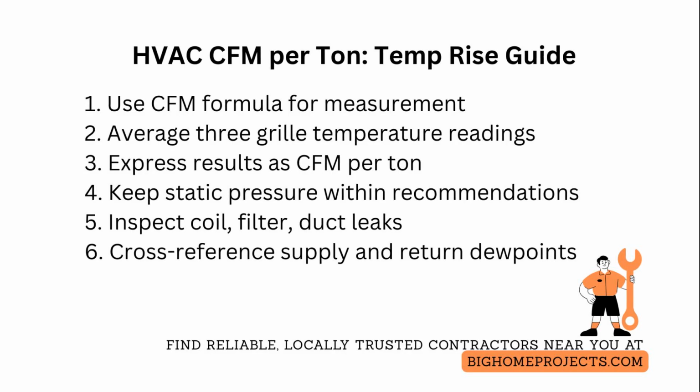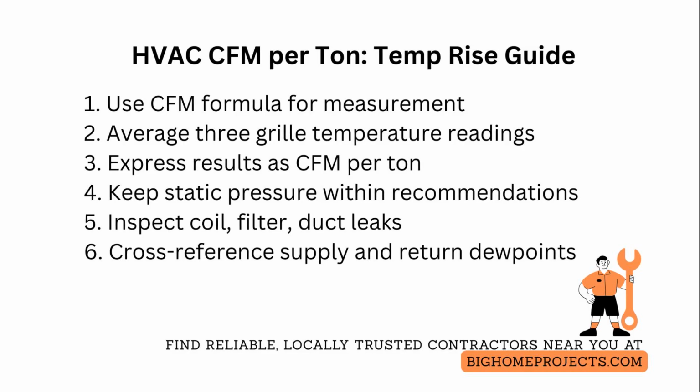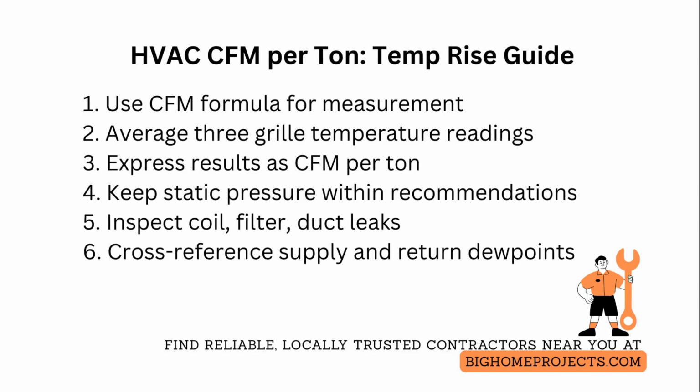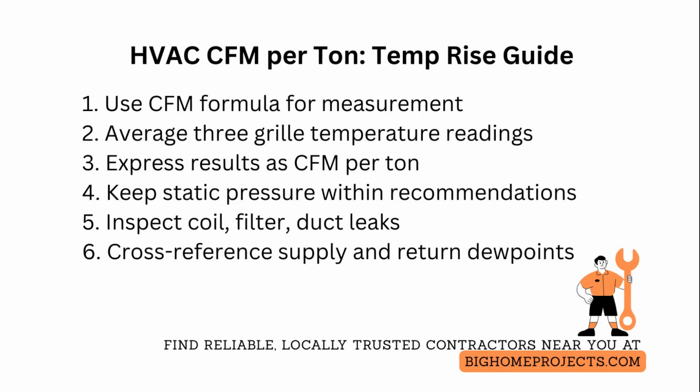Measure return and supply temperatures with a calibrated probe at steady-state operation after the system has run at least 15 minutes, averaging 3 readings across the grill to remove local stratification. Calculate tons by dividing sensible load by 12,000 British thermal units per hour so you can express results as CFM per ton, where industry target ranges are typically 400 to 600 CFM per ton for most residential systems.